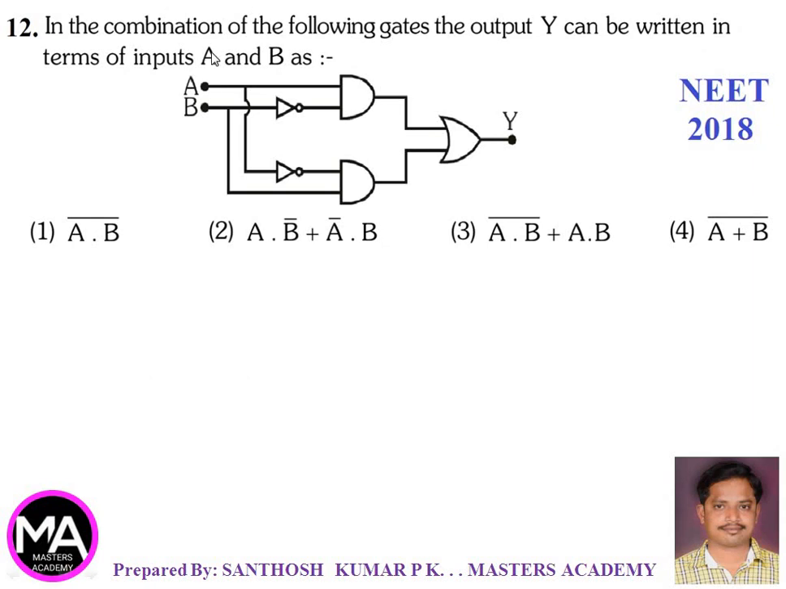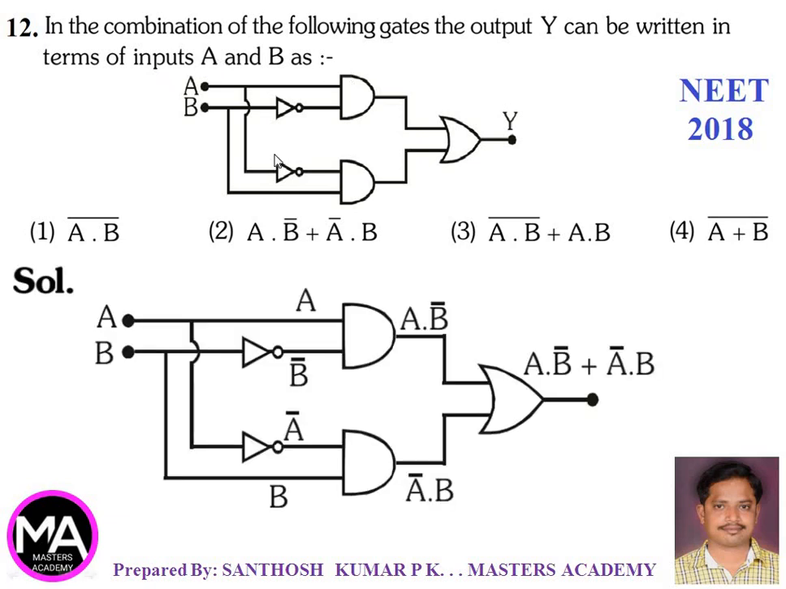Next problem. In the combination of the following gates, the output Y can be written in terms of input A and B as. It is from NEET 2018. Solution. Let us consider this logic circuit. A and B. This is an AND gate. It is also an AND gate. These two are the NOT gates. This is an OR gate.